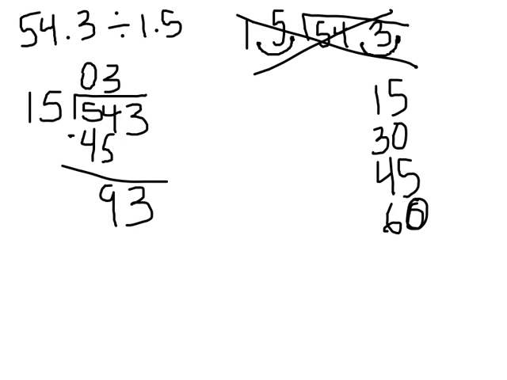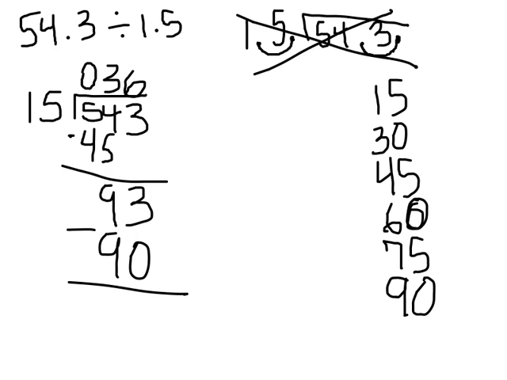54 minus 45 is 9. Bring down your 3. Now I'm asking myself, how many times does 15 go into 93? Well again, I'm not sure, so I'm going to continue with my multiples. 60, 75, 90. Okay, so I know that 15 goes in 6 times. 15 times 6 is 90. Then I'm going to subtract. 93 minus 90 leaves me with a 3.